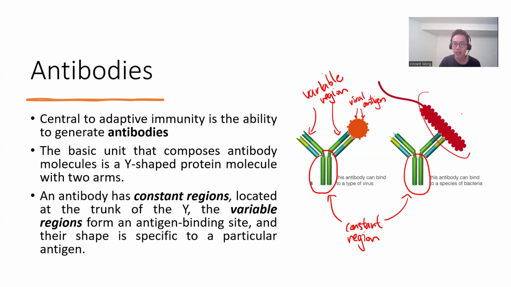Now on the right side here, we have another pathogen, bacteria. And on the surface, we have these little semicircles. Those would be the bacterial antigen.